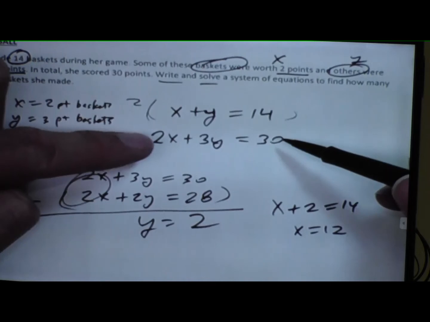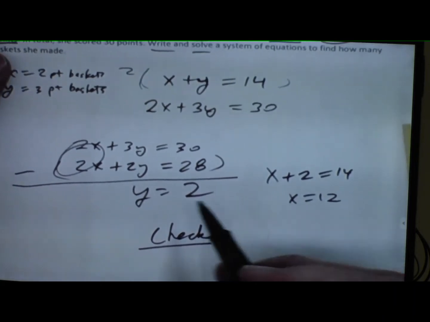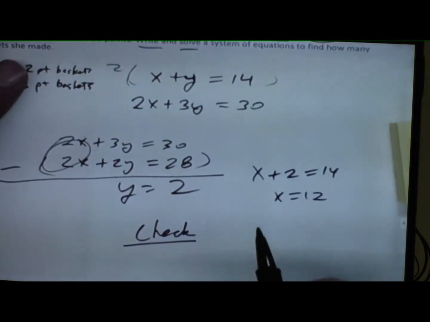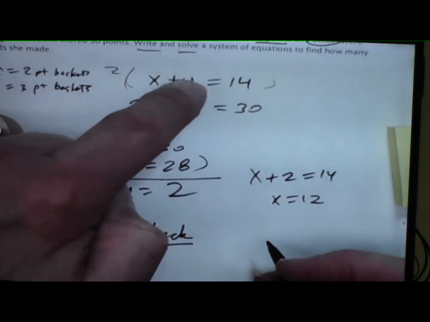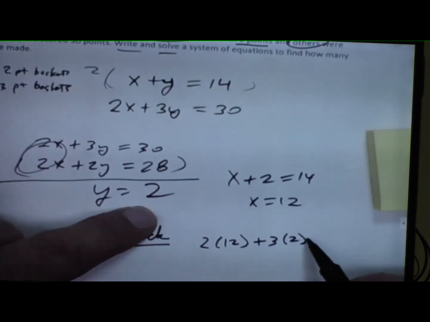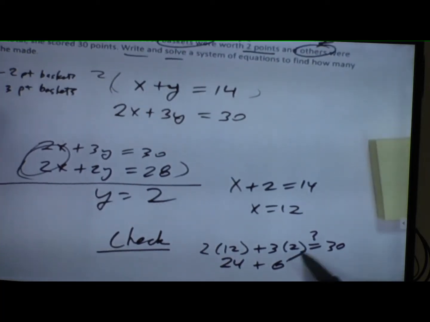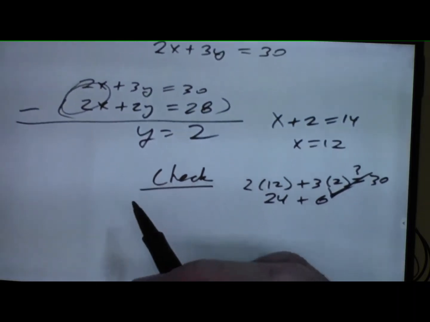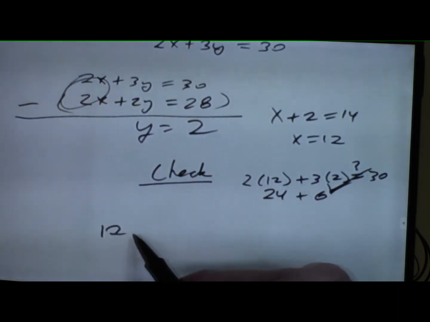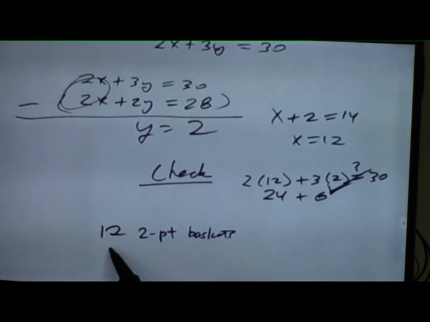Does that make sense with the amounts here? If I put that in here, let's sort of check it. I'm going to plug them both into this equation and see if it's right. I already know this one's right because I put the 2 into that to get to the 12. So here, 2 times 12 plus 3 times 2, does it equal 30? That's 24, and that's 6. Yeah, 24 plus 6 is 30. That checks. So that means the correct answer is 12 2-point baskets and 2 3-point baskets. Except now I need to look and see what it is they're asking for.